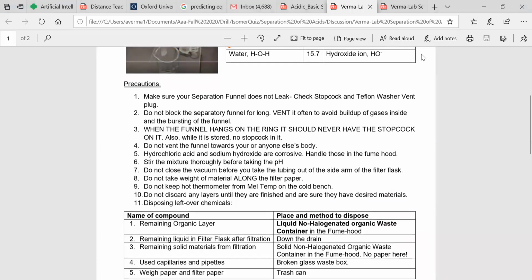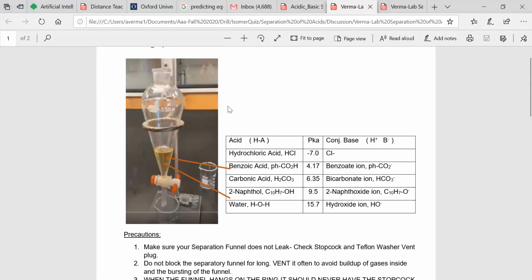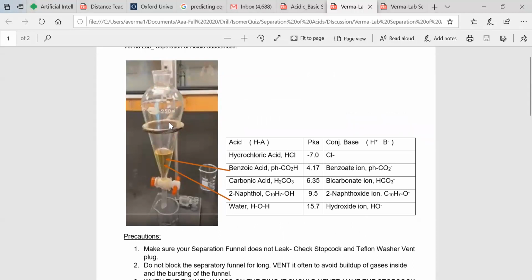Before you actually start your experiment, please make sure that you know all the precautions related to this experiment. Remember, your funnel should not be leaking, and you should always check for leaking with water before you actually pour in your mixture of MTBE. If you lose any mixture of MTBE, your percent recovery will be wrong. The funnel, when it is hanging on the ring stand, should not have the stopcock on it.